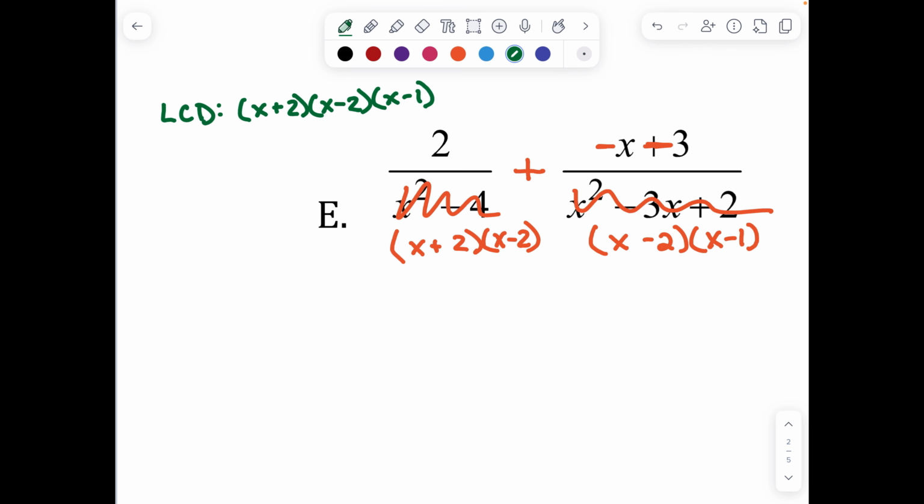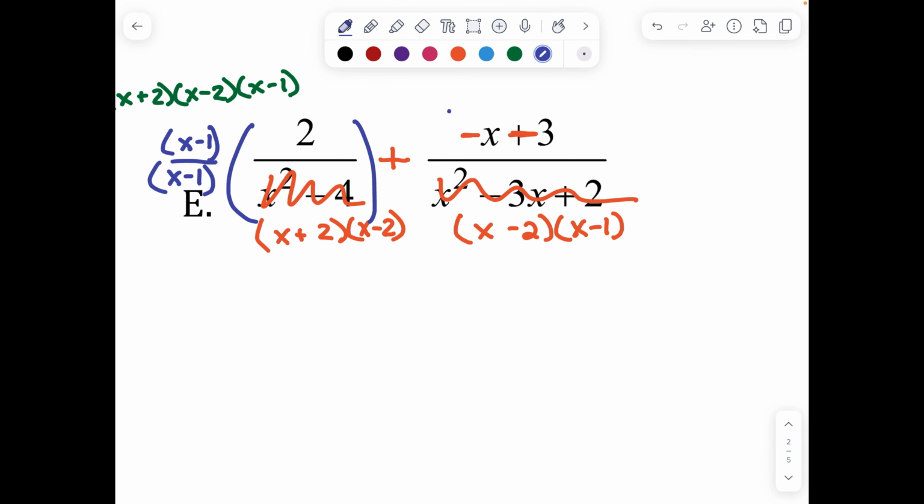So this is where we need to look at our first fraction, and what are we missing from that denominator? We're missing an x minus 1. So we're going to go ahead and multiply our numerator and denominator, both of them, by x minus 1 over x minus 1. On the second fraction, what are we missing from our denominator? That's x plus 2. So I'm going to multiply our numerator and denominator by x plus 2 over x plus 2.